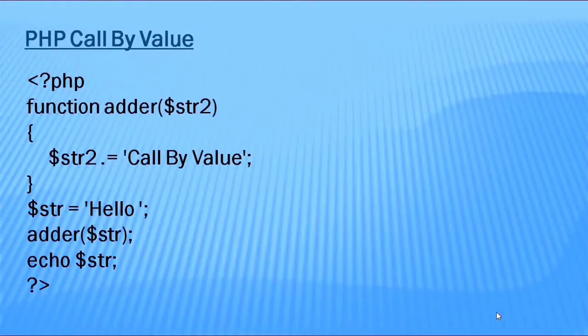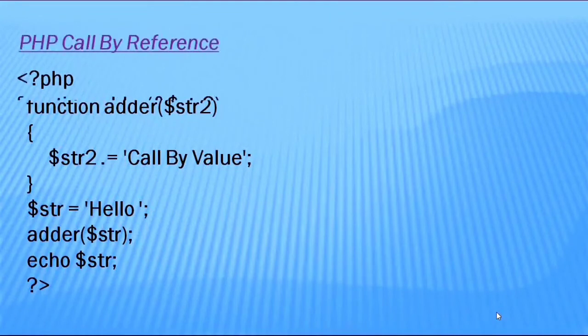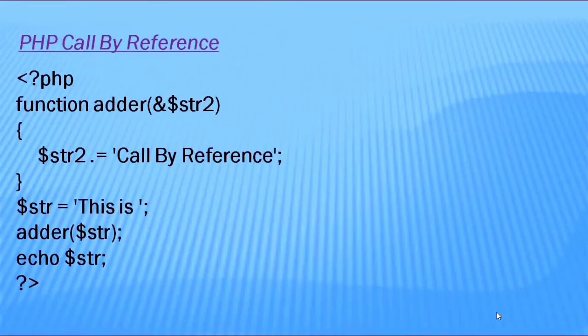In this example, variable str is passed to the adder function where it is concatenated with the call by value string, but printing the str variable results in hello only. It is because changes are done in the local variable str2 only. It does not reflect to the str variable. Okay. Next, call by reference.